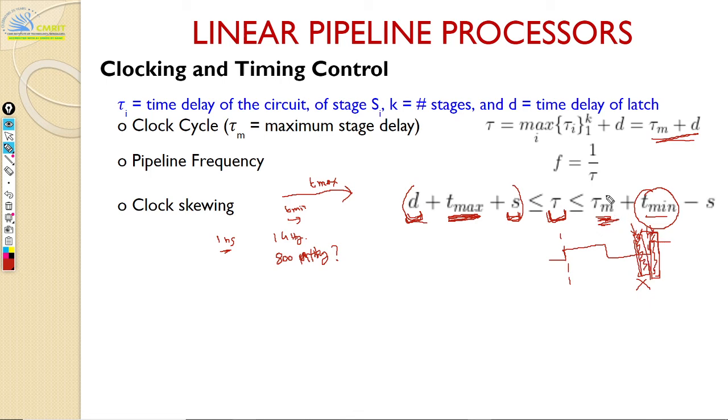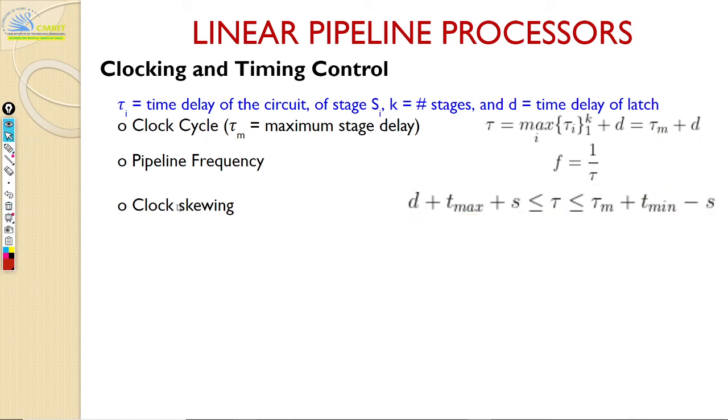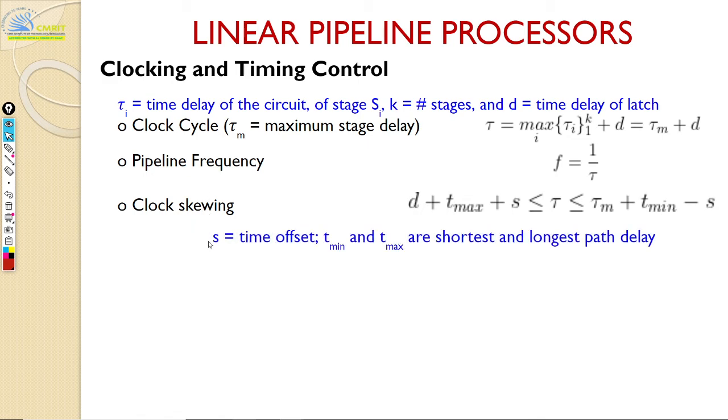So in order to do that, you are going to accommodate this and take a negative skew, because what if this guy also happens to be fast? A negative skew can also happen. So because of this, you have to add this as your upper bound. So your tau should be in between these two. Understood? Okay, so S is your time offset, T min, T max. We saw all this.